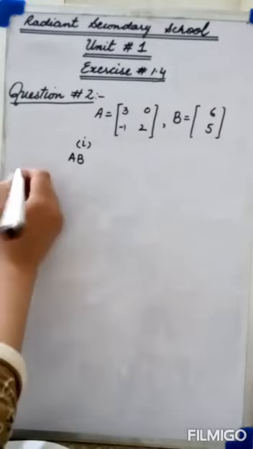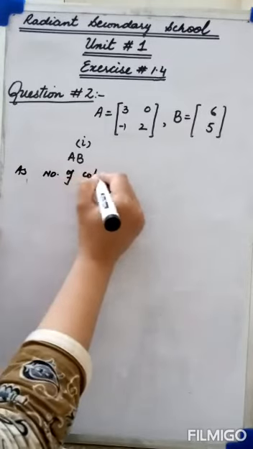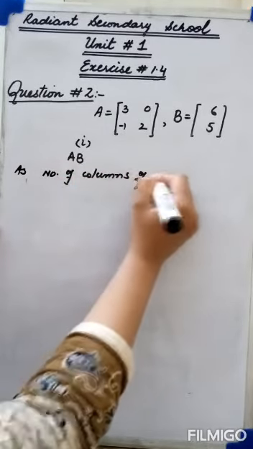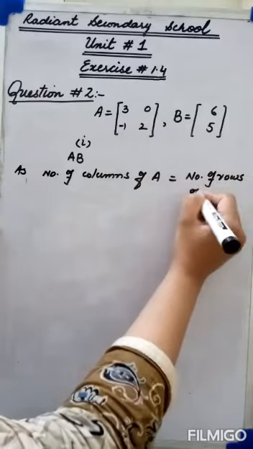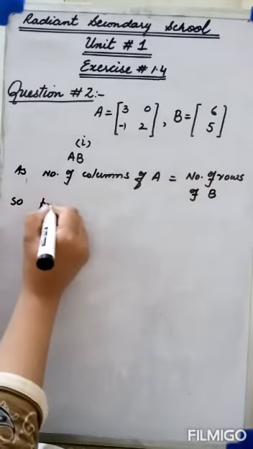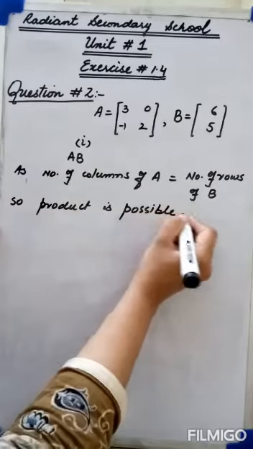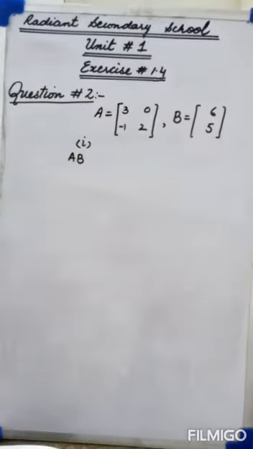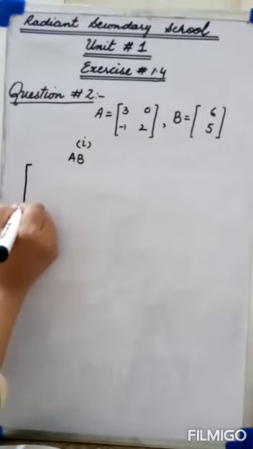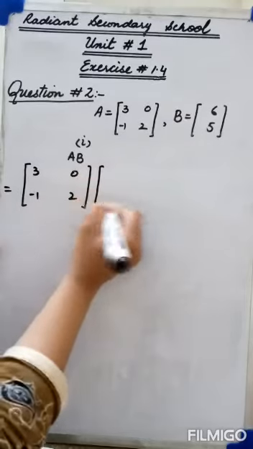We have to write the statement: number of columns of A equals number of rows of B. So the product is possible. Okay, now we will find the product. How to find the product? For AB, we have to write the first matrix A, 3, 0, minus 1, 2, and the second matrix B, 6, 5.